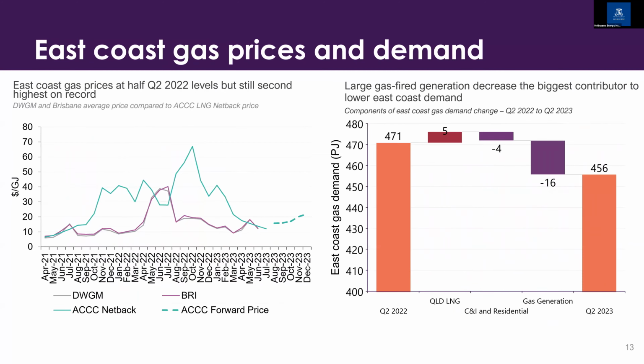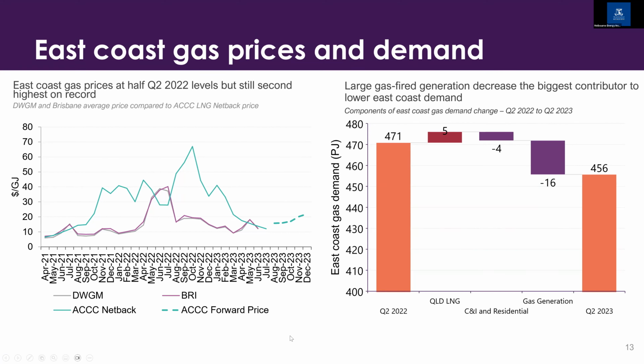So we'll move on to the gas section of the presentation. I've got four slides here on the East Coast gas markets. The chart on the left shows a few price trends over the last few years. The purple is the Brisbane STTM price, and the grey, which follows that, is the Victorian DWGM price, and the teal colour is the ACCC netback price, essentially referencing an international price.